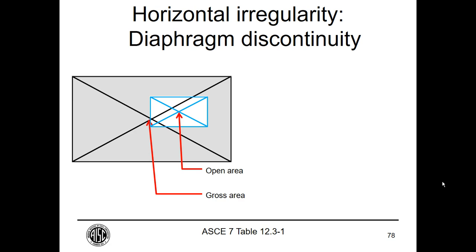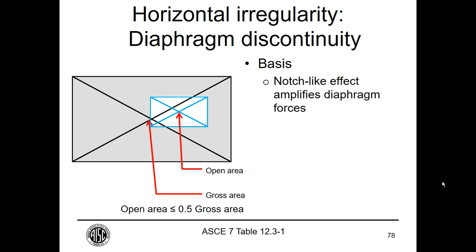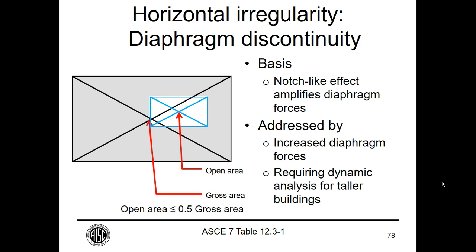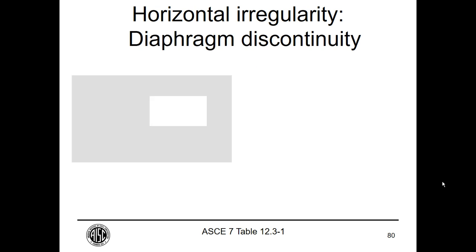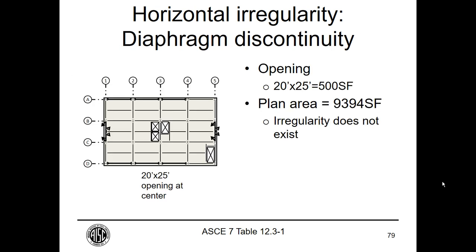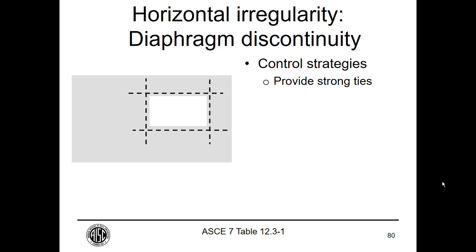Large openings are also an irregularity. The area here has to be greater than 50% of the gross area to trigger the irregularity. Again, we have a notch-like effect where that occurs. We have a small opening, nowhere near 50%, so we don't trigger the irregularity. Similar to the other irregularity, we want to provide a pretty robust load path around this, same as if it was an opening in a beam web.